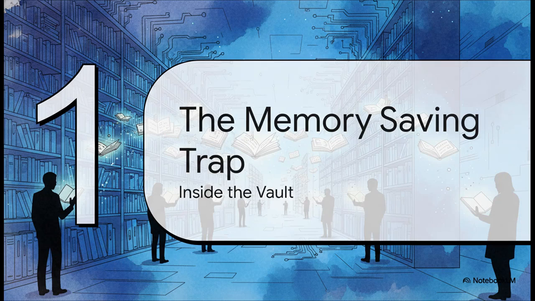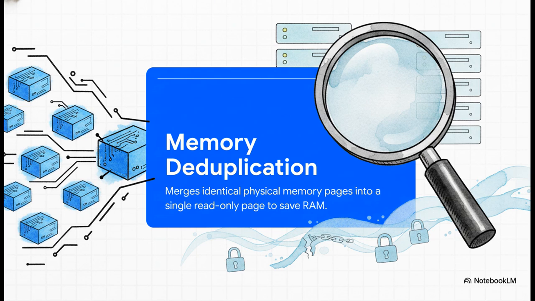The Memory-Saving Trap. Inside the Vault. So picture this. Imagine a massive library that's completely running out of shelf space. Now, instead of keeping 1,000 identical copies of, say, the latest bestseller, the clever librarian keeps just one master copy. Then they hand out magical shared copies to everyone who asks for it. Well, in computing, this librarian's trick is called memory duplication, or transparent page sharing.